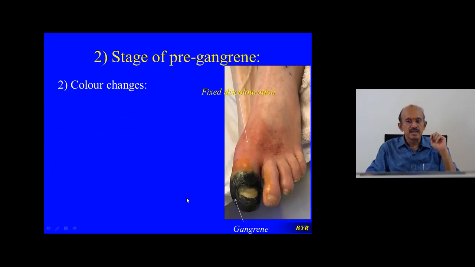Then skin changes, color changes. You can see here, there is gangrene here distally. Proximally, there is erythema. Why is this erythema here? Just imagine and tell me why there is erythema. Why is there vasodilatation? This is an occlusive arterial disease. Why is there vasodilatation?